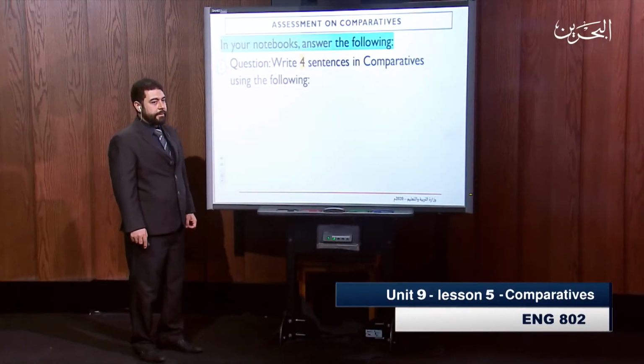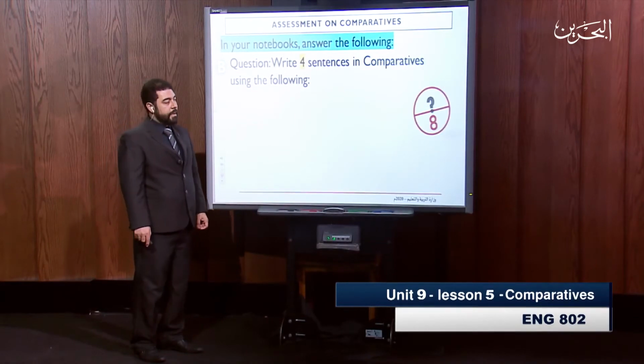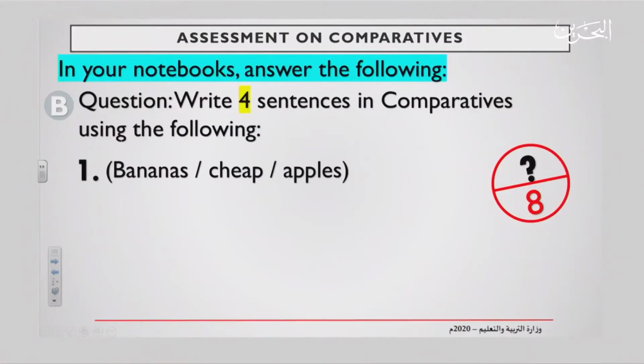In your notebooks, answer the following. B. Question. Write 4 sentences in comparatives using the following. You have a mark of 8. Number 1. Bananas, cheap, apples. You have to use these 3 words to create a comparative.